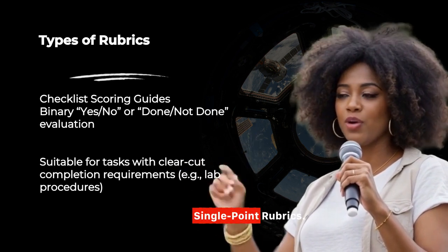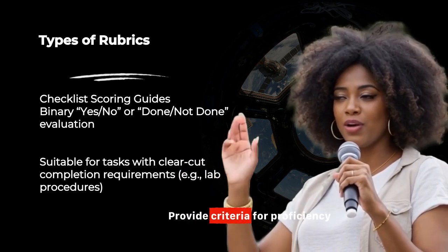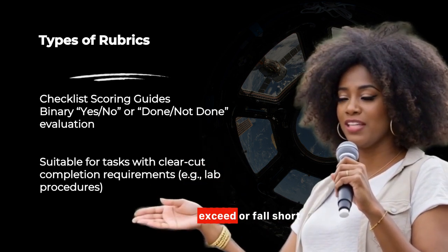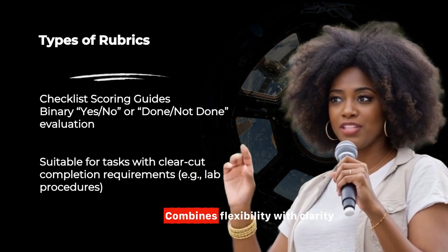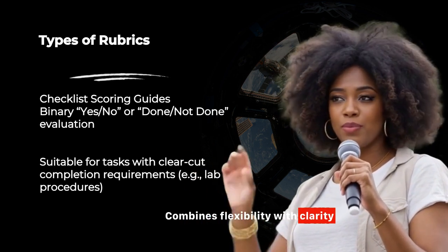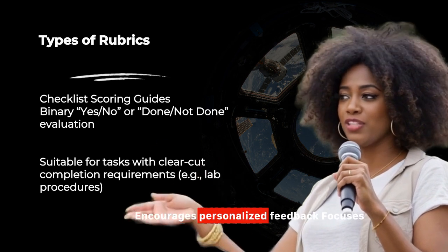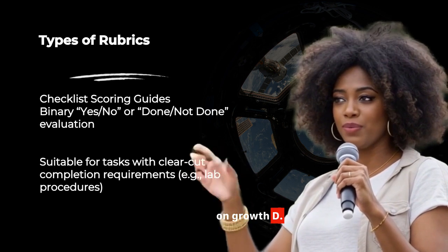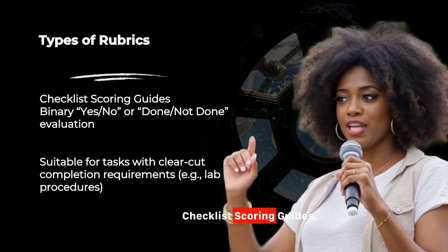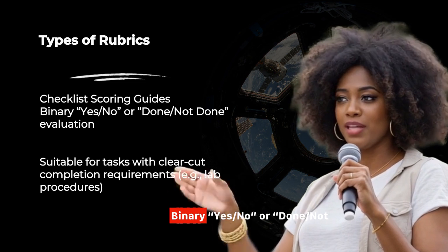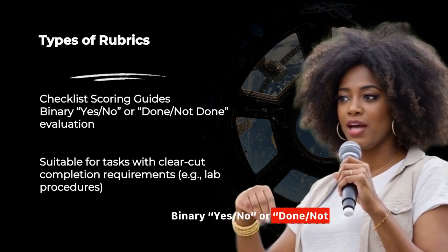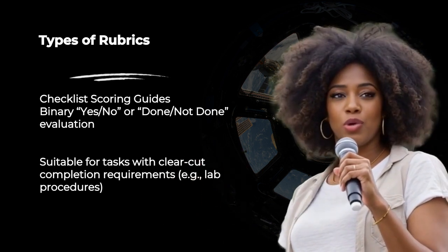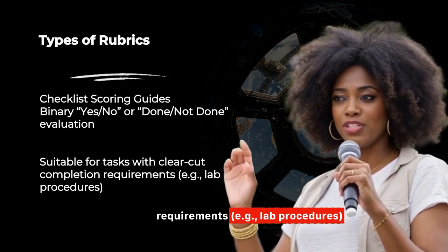C. Single-point rubrics. Provide criteria for proficiency only, leaving space for comments on how students exceed or fall short. Combines flexibility with clarity. Pros. Encourages personalized feedback, focuses on growth. D. Checklists. Scoring guides. Binary, yes, no, or done, not done evaluation. Suitable for tasks with clear-cut completion requirements, e.g., lab procedures.